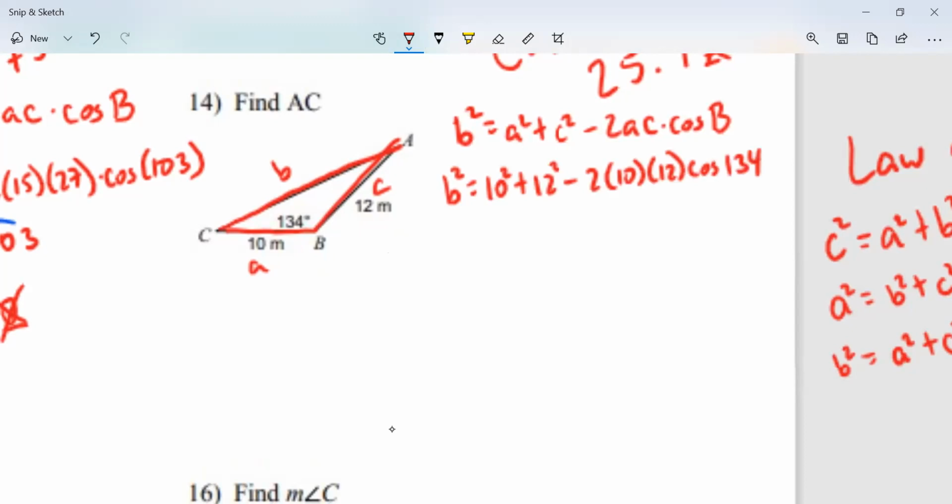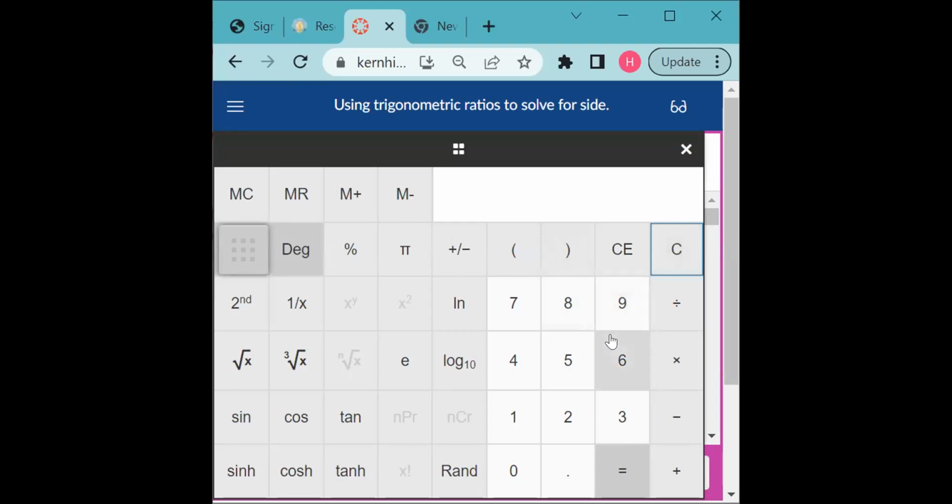Let me grab my calculator to be able to type that in. So I'm going to go 10 squared plus 12 squared minus 2 times 10 times 12 times cosine of 134. Close my parentheses. And it gives me 410.7180.